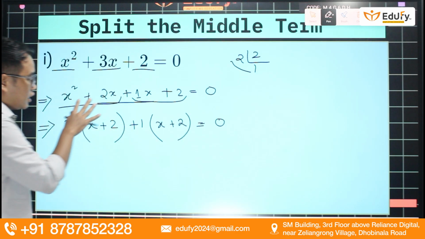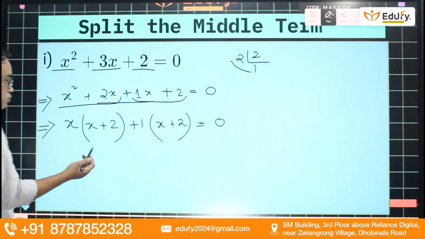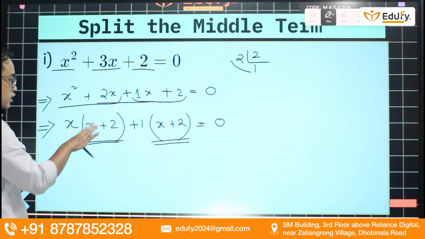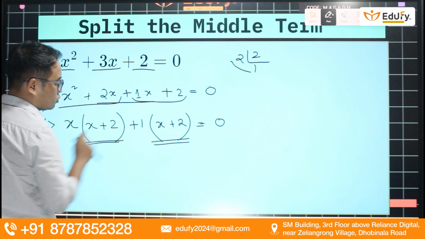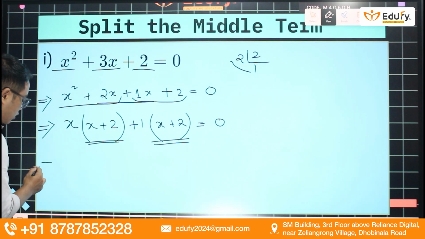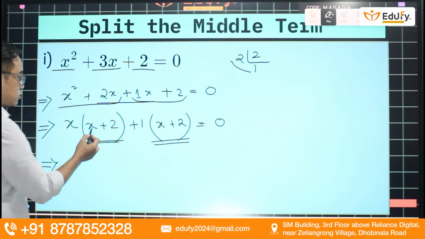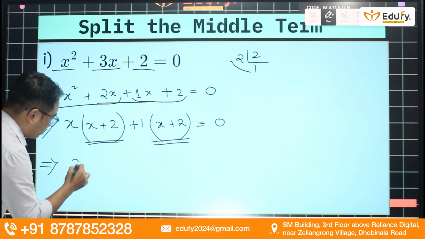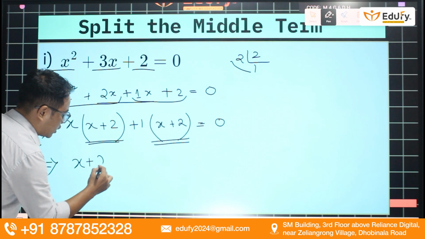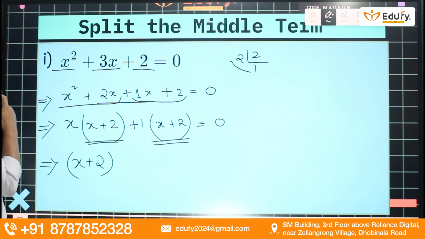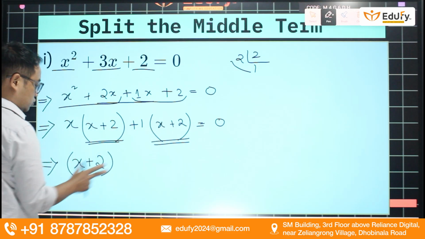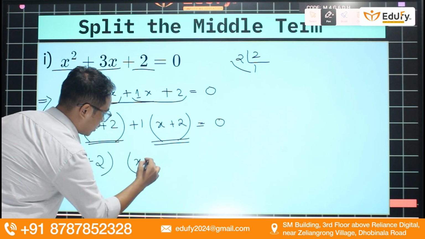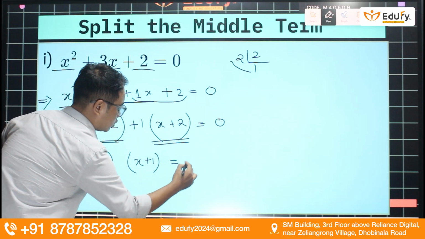Now after you split up and take common, always make sure that this and this should be same. The numbers should be same, the variables should be same, and their signs also should be same. If it is different, then you should know that that is wrong. Since in my case I'm getting x plus 2 and x plus 2 in both cases, I know that my splitting of the middle term was correct. So this is x plus 2. If I take x plus 2 common, then I will just be left with x and plus 1. So that is your x plus 1 here, which is equal to 0.